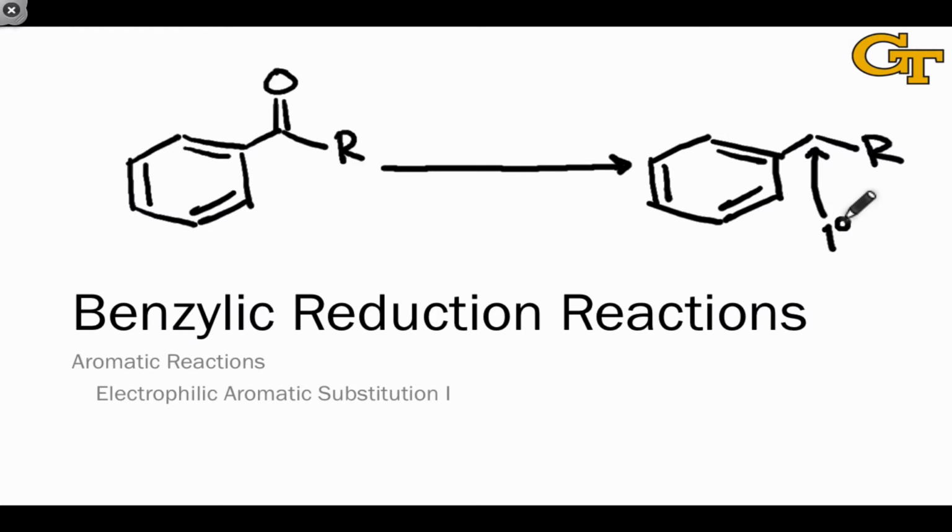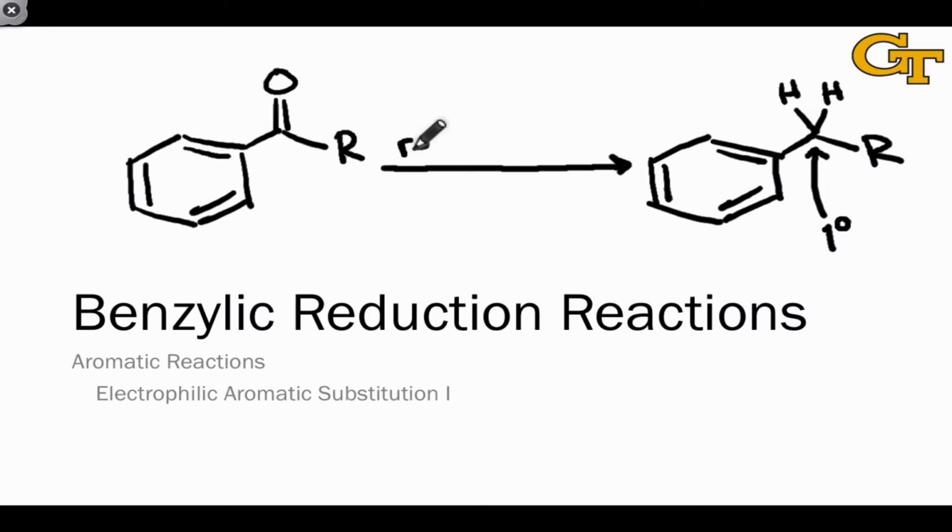This is difficult or impossible to do using alkylation because of the rearrangements that will occur when we try to subject a primary alkyl chloride to Friedel-Crafts conditions. We're going to focus in on two methods in this video, and both of these convert a carbonyl group, C double bond O, into a methylene group, CH2.